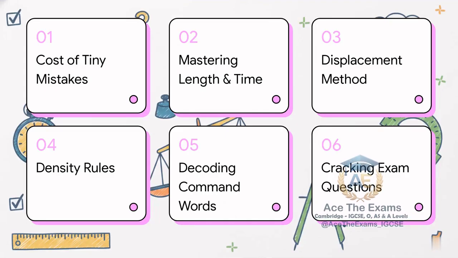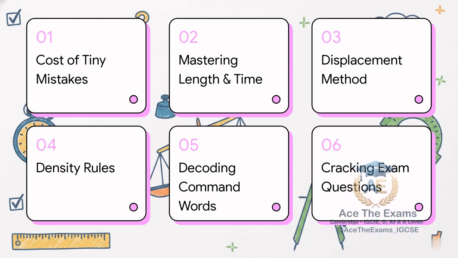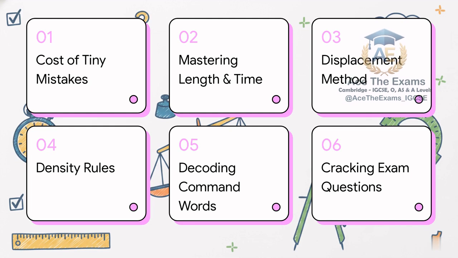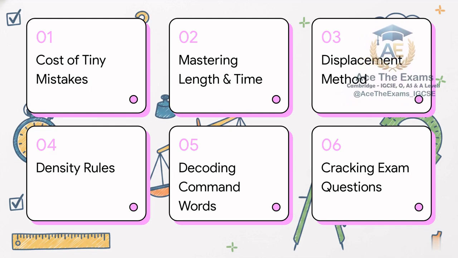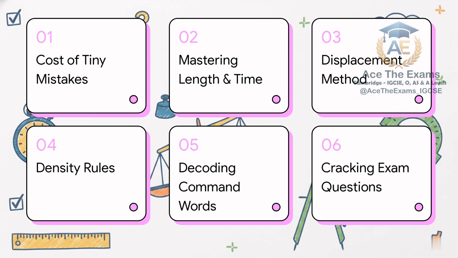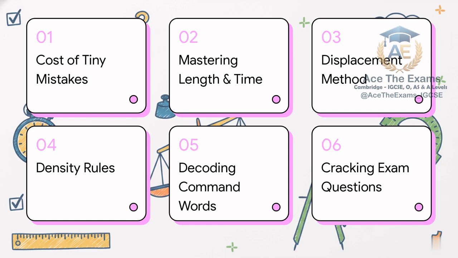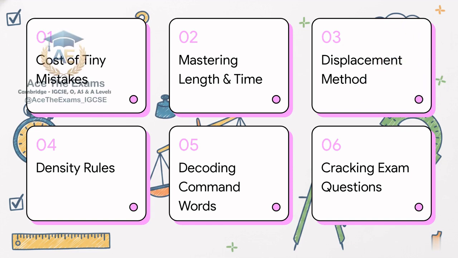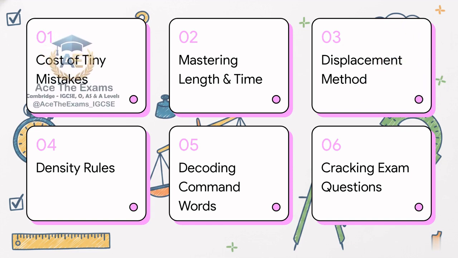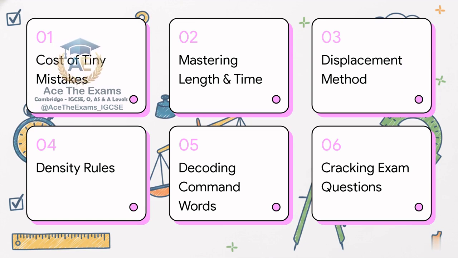Here is our blueprint for today's masterclass. We'll start by looking at the literal cost of tiny mistakes in measurement. Then we'll move into mastering length and time, unpack the displacement method, and review the golden rules of density. After that, we're shifting into pure exam execution, decoding those tricky command words, and finally, cracking real exam questions together in an interactive workshop. Let's get moving.